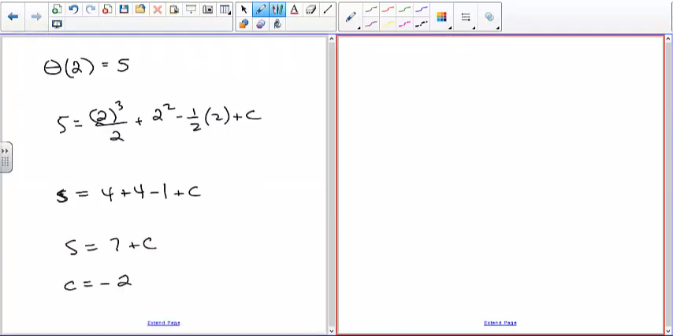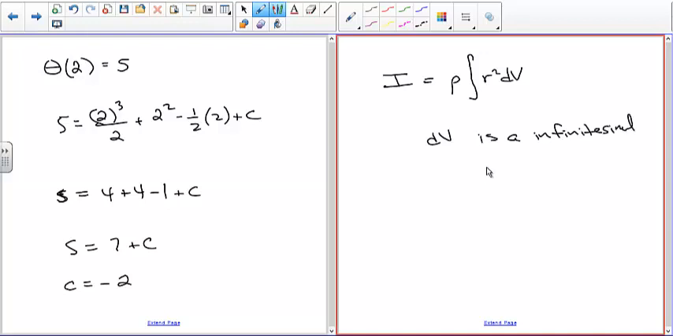The second part is calculating moments of inertia. So what you have to do is use integration, and they give you 2 examples in the book. They say if you have constant density, it's just the density of the material times the integral of r squared times dv, where dv is an infinitesimal volume that makes up the 3-dimensional object.